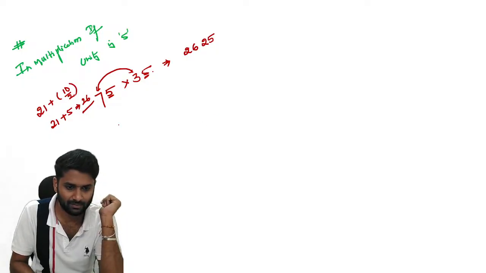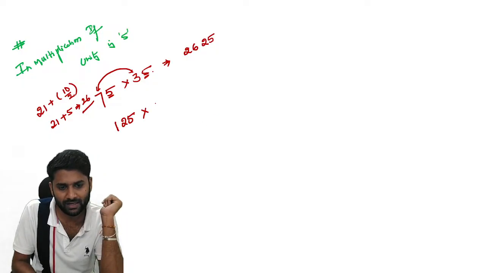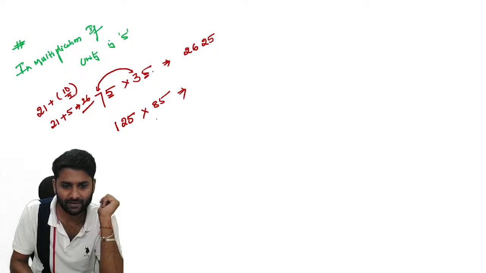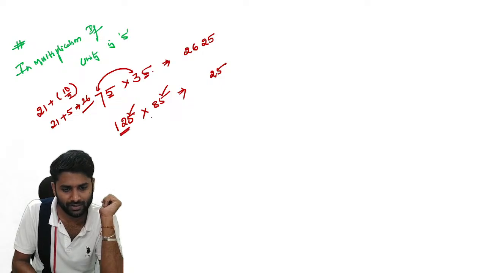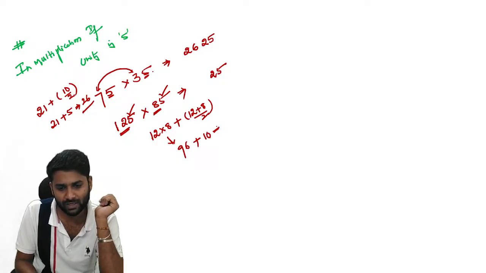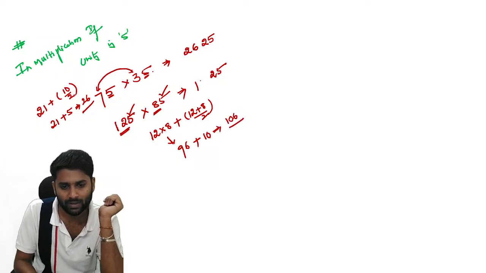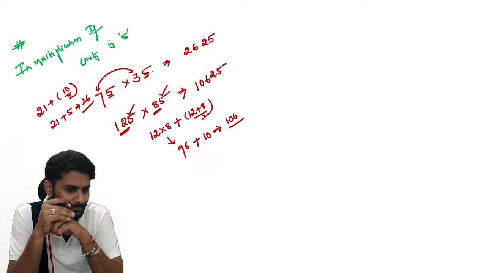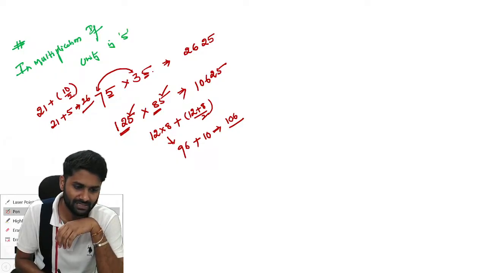Let's take one more example for better understanding. 125 is multiplied with 85. So 5 into 5, the last two digits are 25. As I told you clearly, 12 into 8 plus 12 plus 8 divided by 2. So 12 into 8 is 96, and the sum 20 divided by 2 is equal to 10. Then the answer is 10625. Is it clear? Please let me know in the comments.